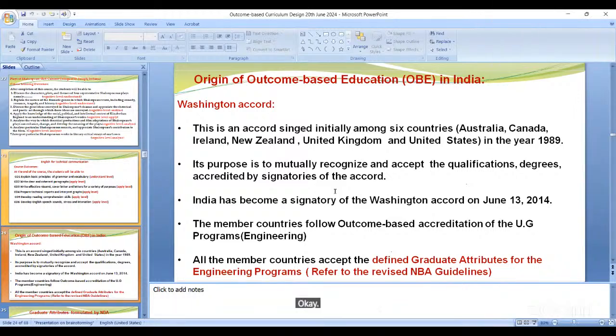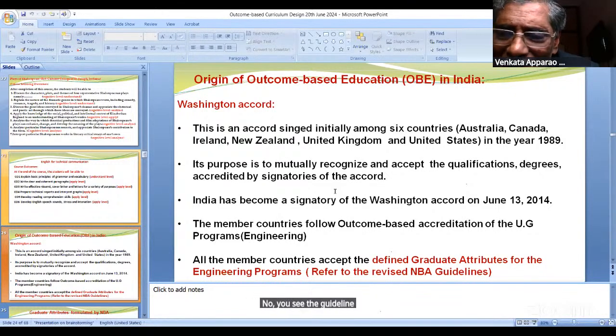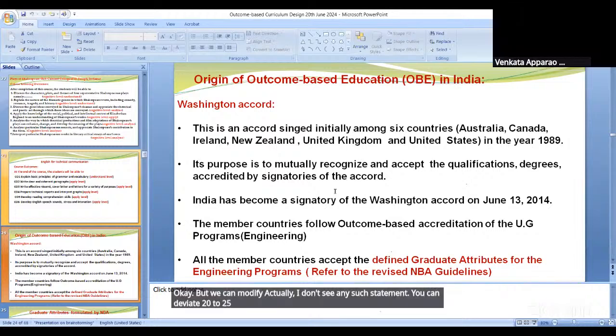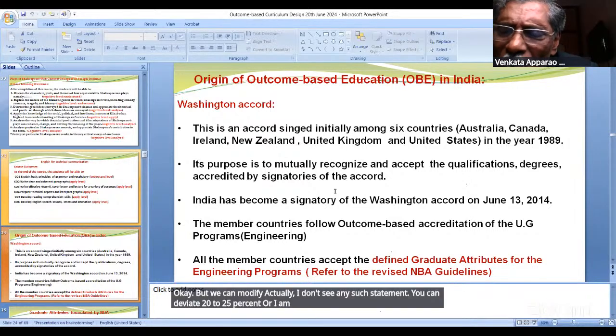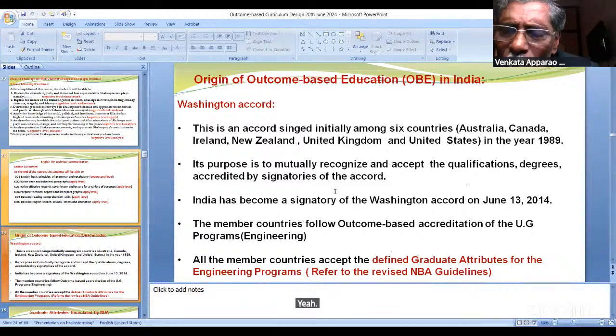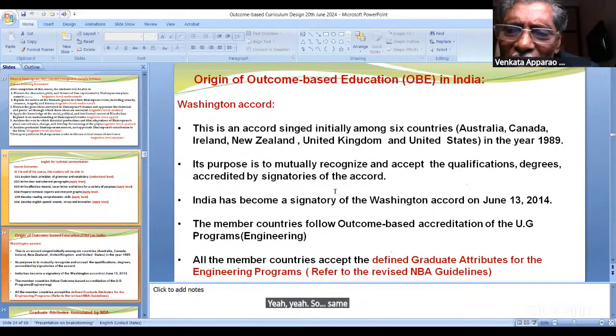But we can modify, no? No, you see the guideline of the university. Actually, I don't see any such statement that you can deviate 20 to 25%. In UGC it is there, but in our university, I have to get aware about that. Otherwise, we have to follow the same pattern as given by the university.